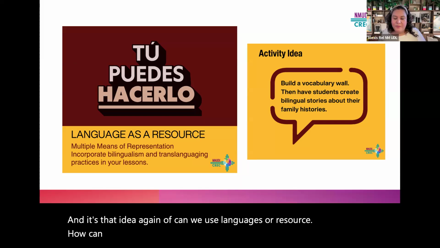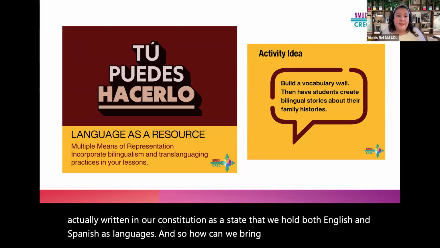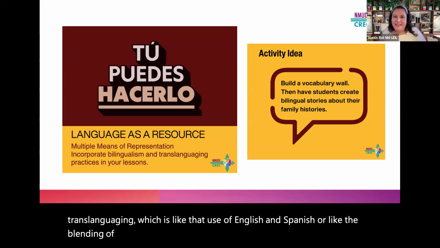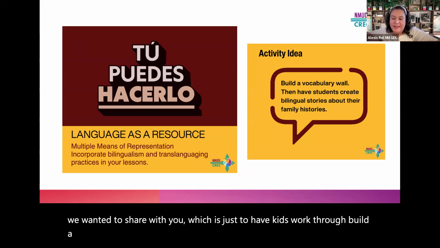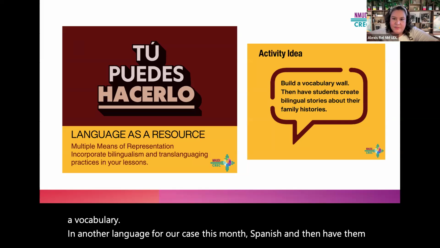How can we incorporate, we're a diverse state, we're a bilingual state. It's actually written in our Constitution that we hold both English and Spanish as languages. And so how can we bring in bilingualism and translanguaging, which is the blending of English and Spanish, into our lessons. A fun tip is to have kids build a vocabulary wall in another language, in our case this month Spanish, and then write bilingual stories about their family histories.